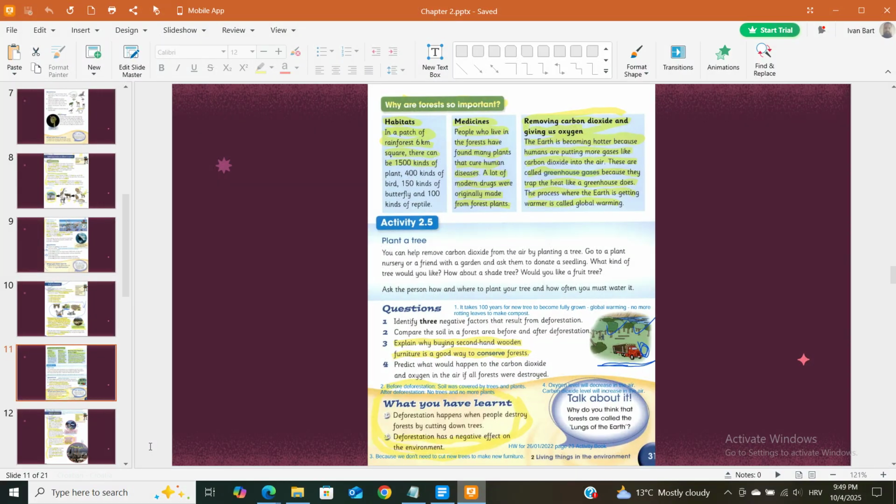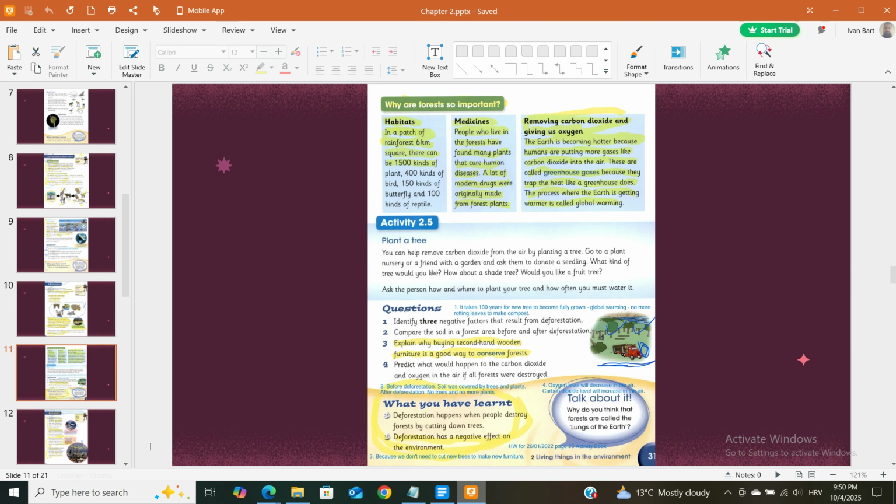Talk about it. Why do you think the forests are called the lungs of the earth? Homework for the 26th of January 2022, page 23, activity book. 3. Because we don't need to cut new trees to make new furniture. 2. Living things in the environment.